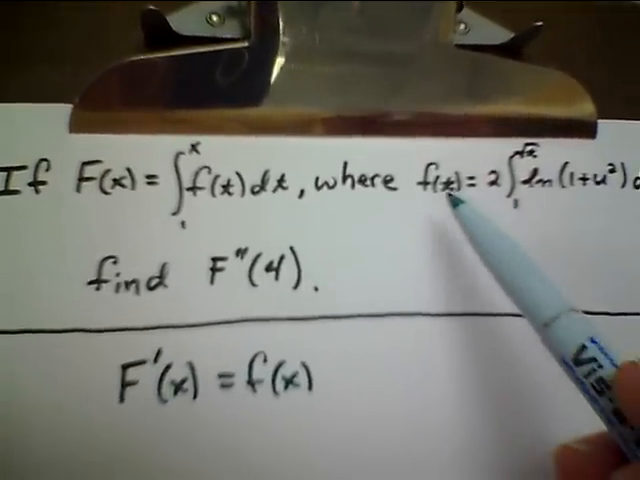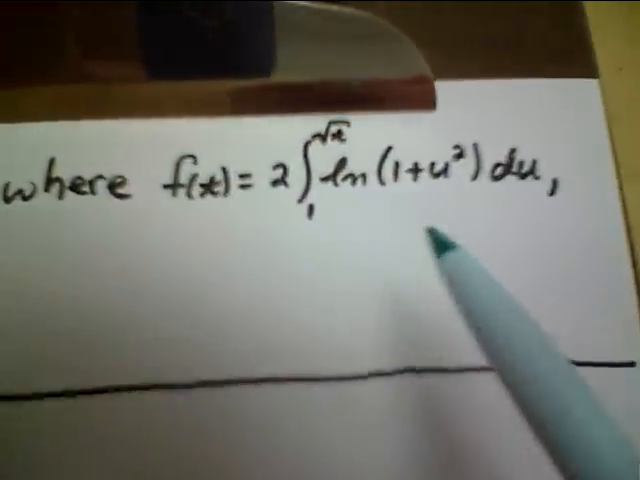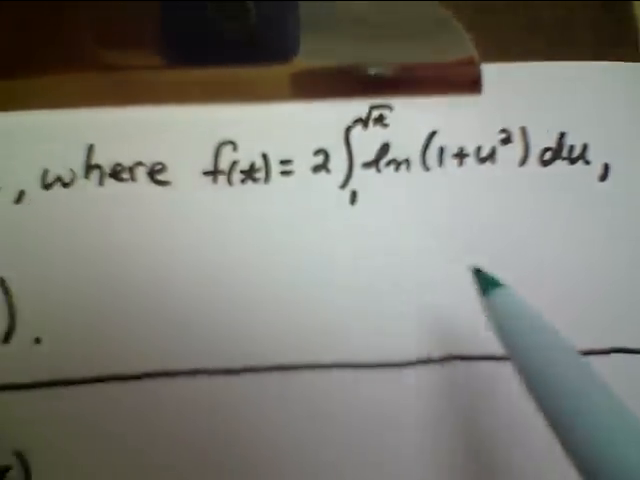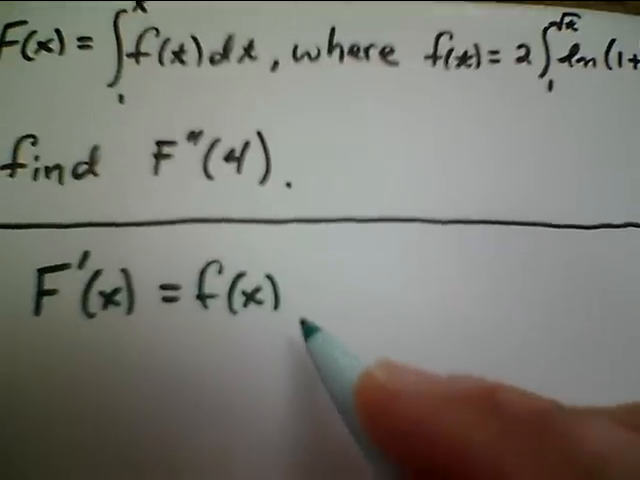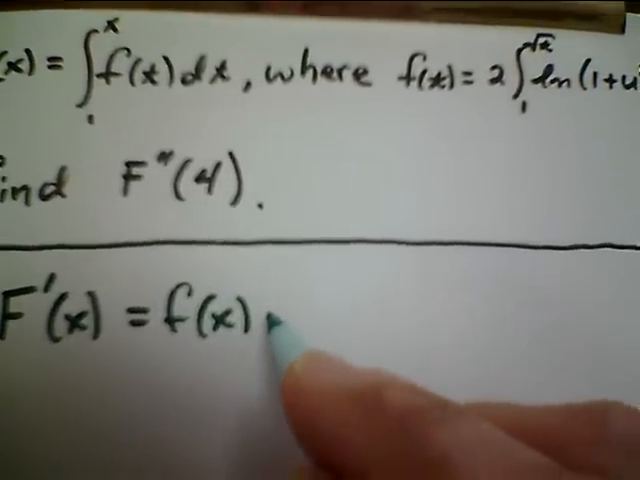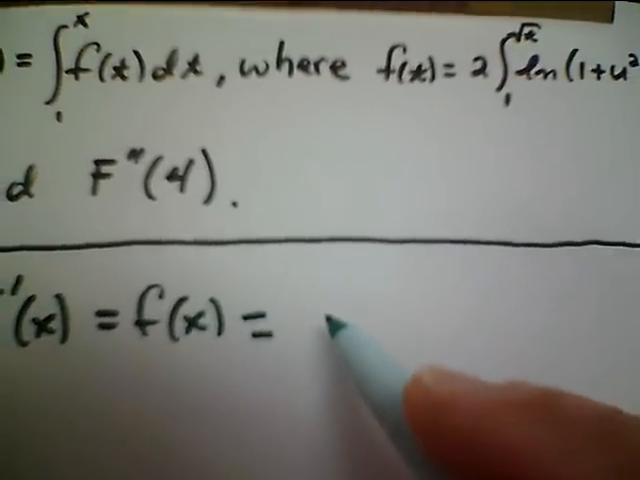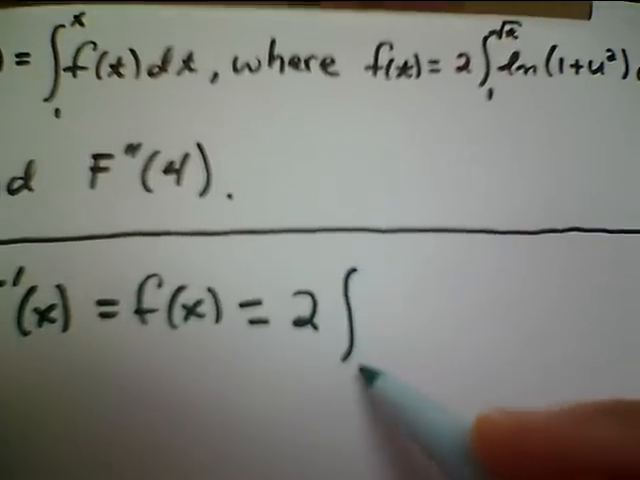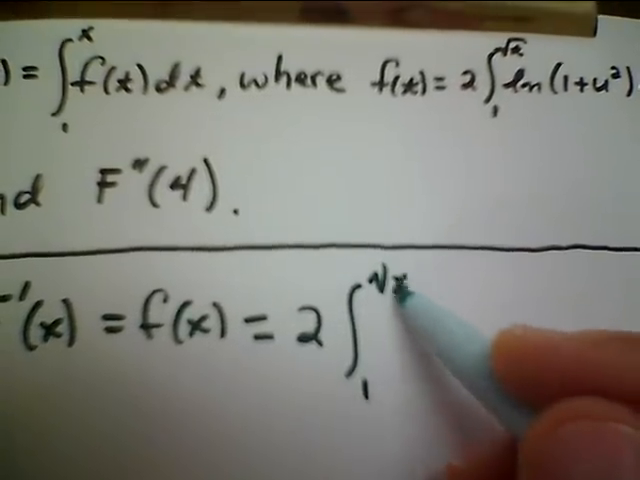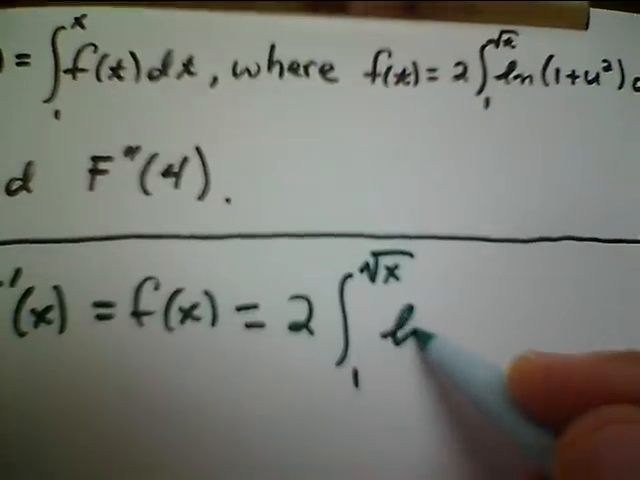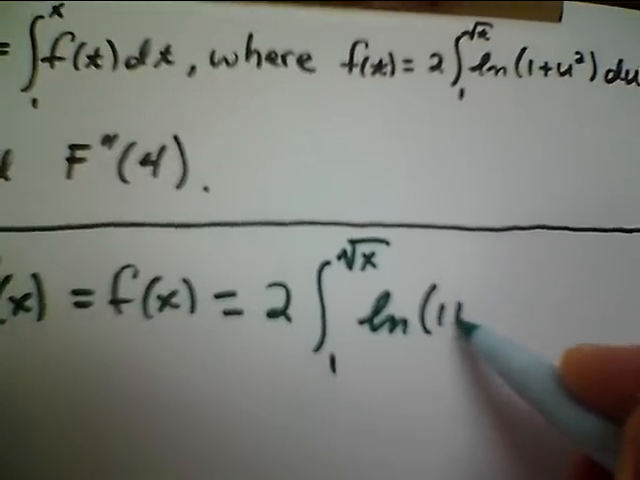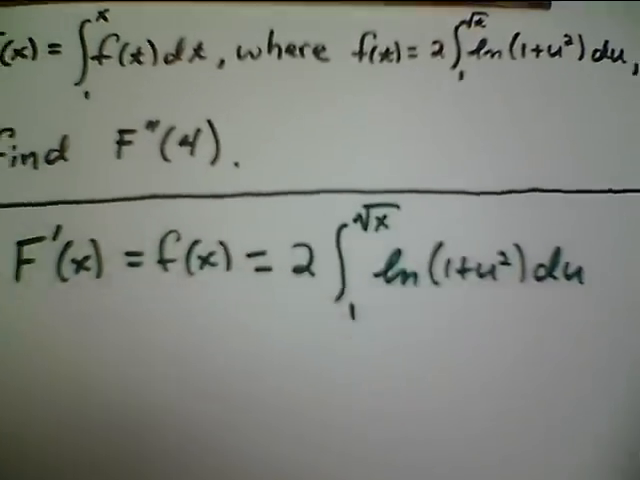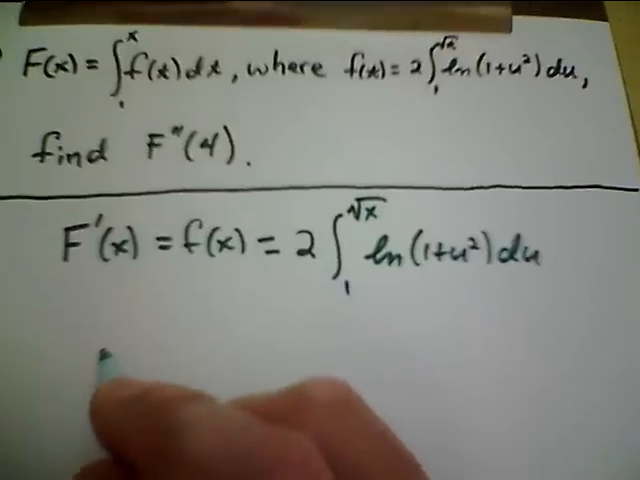And then if you look, f of x is defined by this function here. So if I put in an x over there, this is equal to 2 times the integral from 1 to square root of x, natural log of 1 plus u squared du.